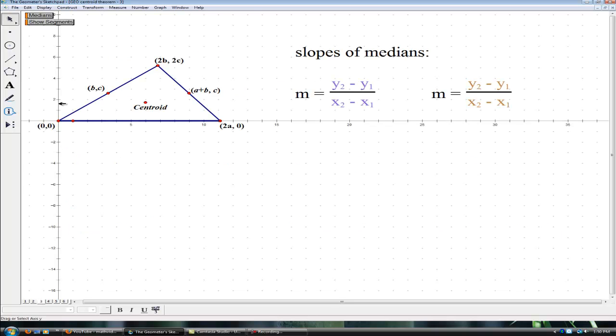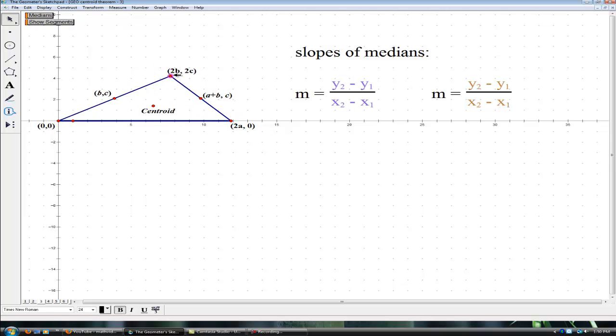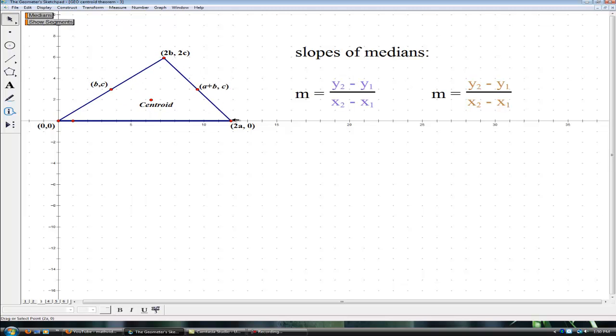Here's what it looks like when I set up my coordinate proof. One of the vertices of the triangle will be on the x-axis, another will be the origin, and the third in quadrant 1. So I'm calling this x value 2a, this y value 0. The x and y values for this will be 2b and 2c, and of course the origin is 0, 0. Now the reason I chose to double these variables is that it makes the coordinates of the midpoint nice to work with. We don't have any fractions.